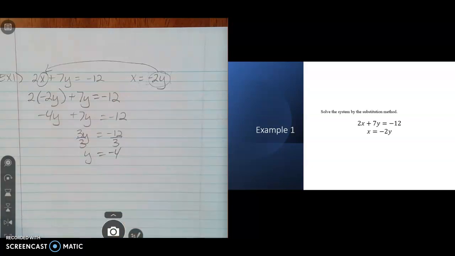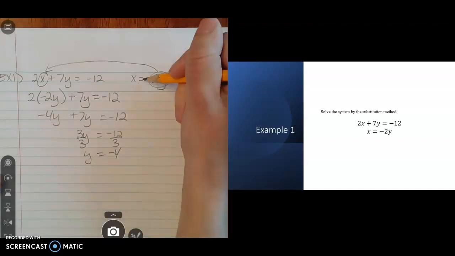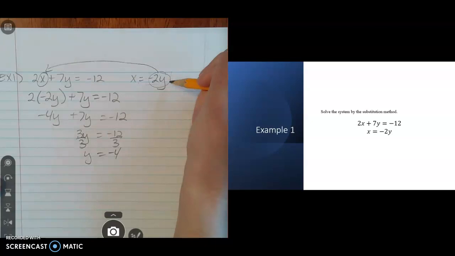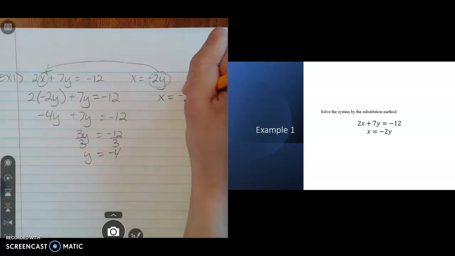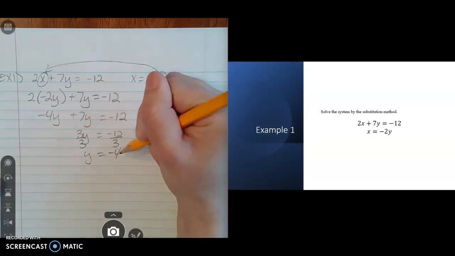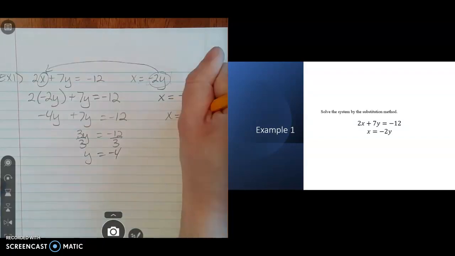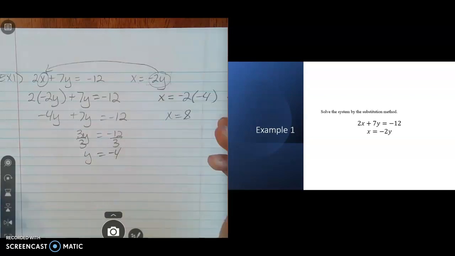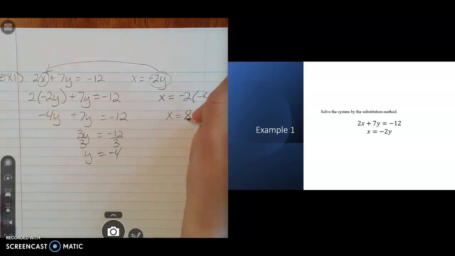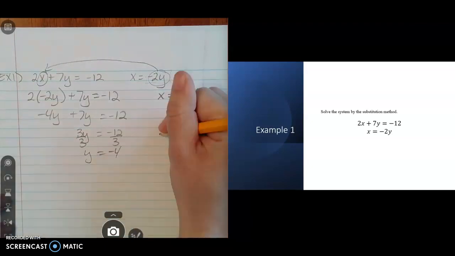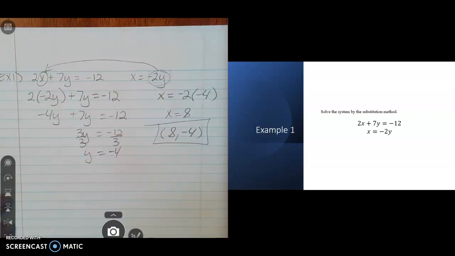In this system, you need to solve for all of the variables that you have. So we've solved for y, but we also need x. Probably the easiest is using this second equation, x equals negative 2y. So I'm going to have x equals negative 2 times y, and we just figured out y is negative 4, so I'm going to substitute it into this second equation. Negative 2 times negative 4 is positive 8. So now I've got x equals 8. And so I can put those together to make my solution: x is 8, y is negative 4. That would be the solution that works for both equations.